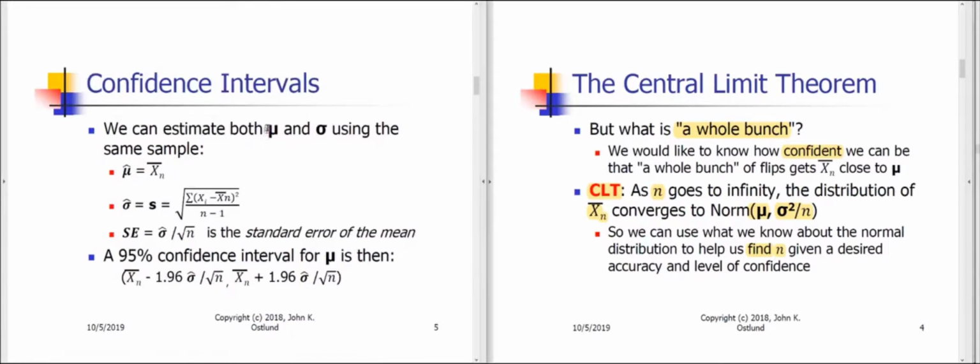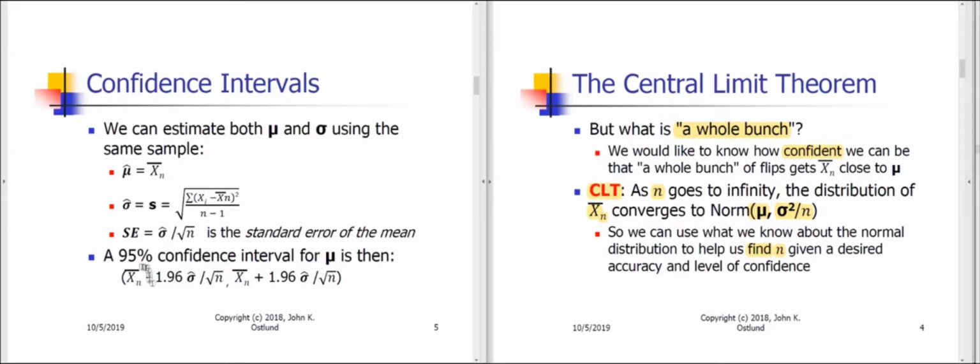But in fact, it's more common that we don't know the actual mean and the actual variance of our random variable in advance. All right, so we can use xn bar as an estimate of the true mean, and we can use the standard deviation as an estimate of the square root of the variance. The sample standard deviation divided by the square root of n gives us the so-called standard error of the mean. That is, the standard deviation of the mean of x, not the standard deviation of x itself.